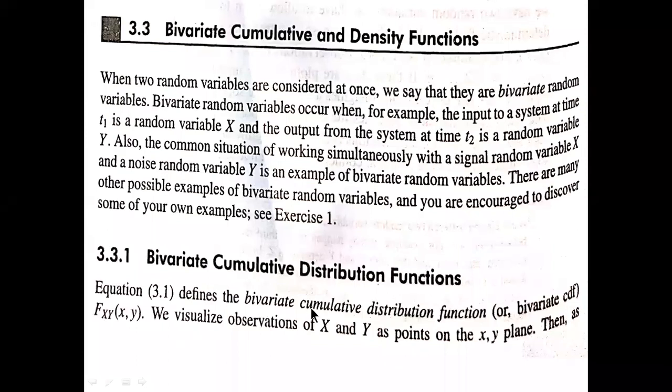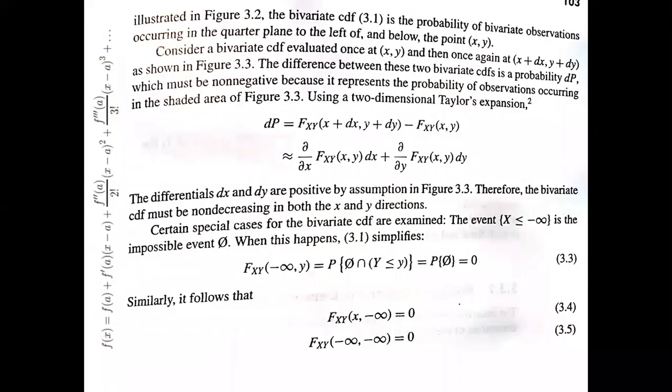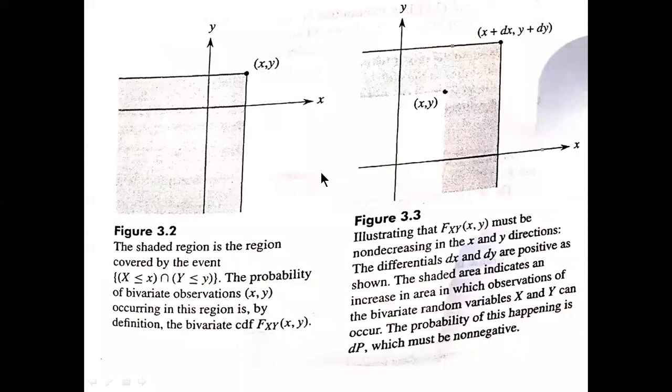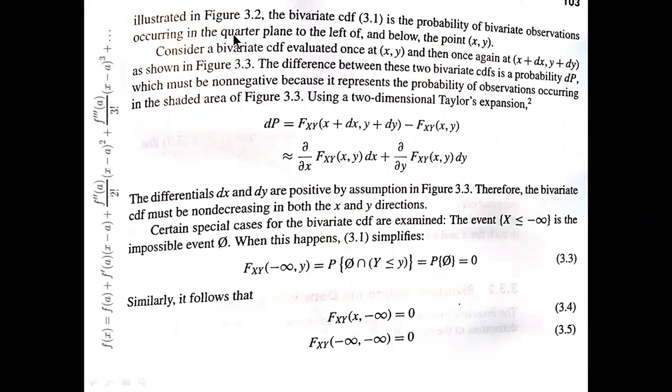A bivariate cumulative distribution function, that is, a cumulative distribution function of two different random variables x and y, can be written like this. And we visualize observations of x and y as points on the xy plane. Then, as we see in figure 3.2, they might be plotted anywhere over here. So the bivariate CDF 3.1 is the probability of bivariate observations occurring in the quarter plane to the left of or below the point xy.